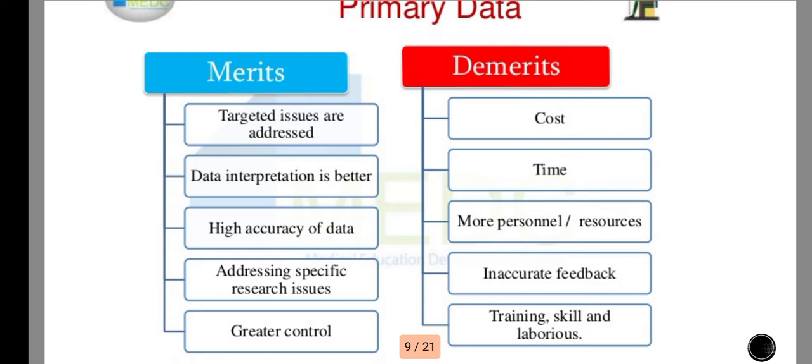Obviously, the researcher has to invest his energy and resources while collecting data, so it is costly, time consuming, right? More personal resources that you have to invest in: personal energy, time and money. Another demerit is that while you are gathering data from people, participants and subjects, they may give inaccurate feedback, right? Or training is required, right? Training your participants or imparting skills to them, so it's laborious, right?